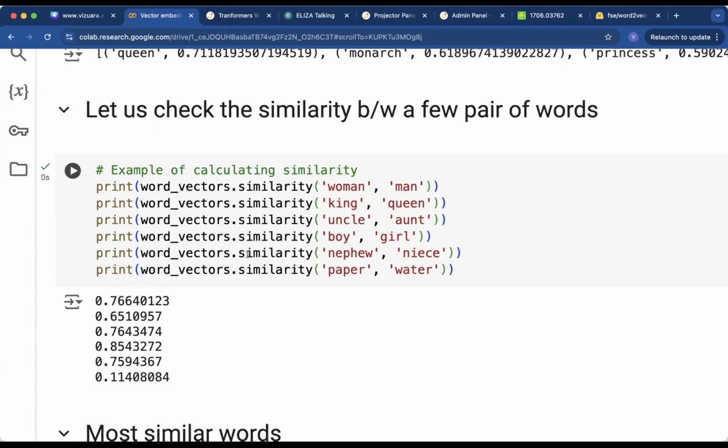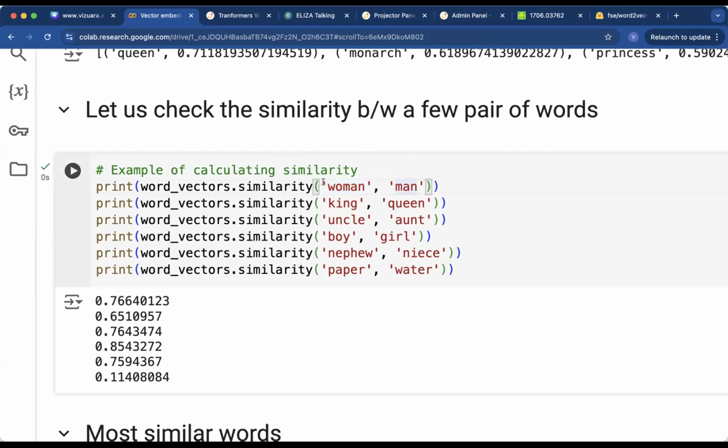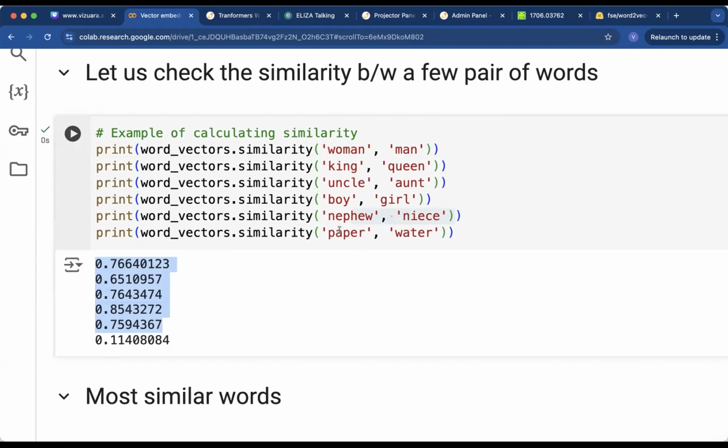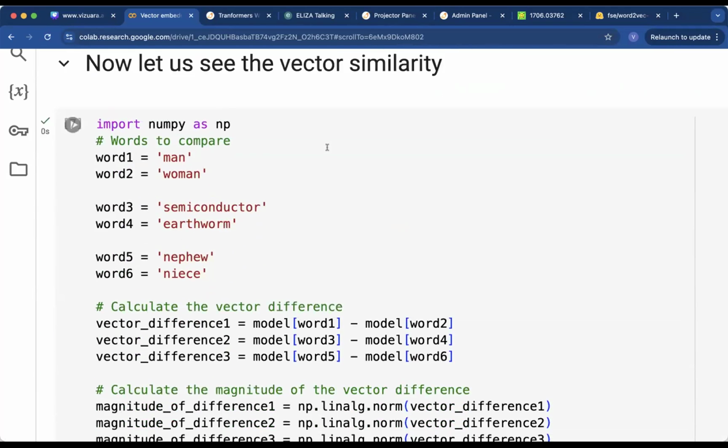We can even do another check. We can take vectors and find the similarity between the vectors. You can think of it as finding the distance between two vectors in a high dimensional space. If I find the similarity between woman, man, king, queen, uncle, aunt, boy, girl, nephew, niece, you'll see that it's pretty high. But if you find the similarity between the vector for paper and water, it's pretty low. It's around 0.11. This again indicates that the vectors are capturing the meaning.